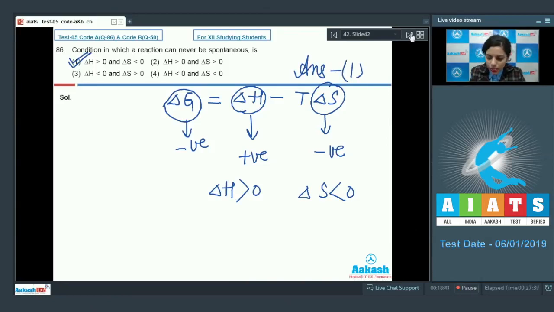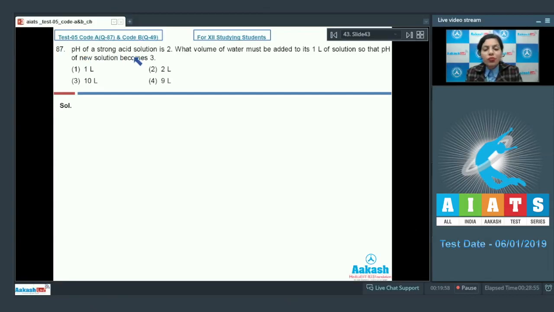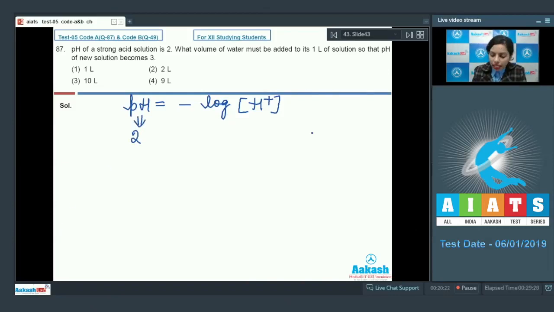Now after this, question number 87. The pH of a strong acid solution is 2. What volume of water must be added to its 1 liter of solution so that the pH of the new solution becomes 3? We know that pH is the negative log of hydrogen ion concentration. And if this pH value is 2, then definitely in this case, this H plus ion concentration is 10 raised to the power minus 2 molar.